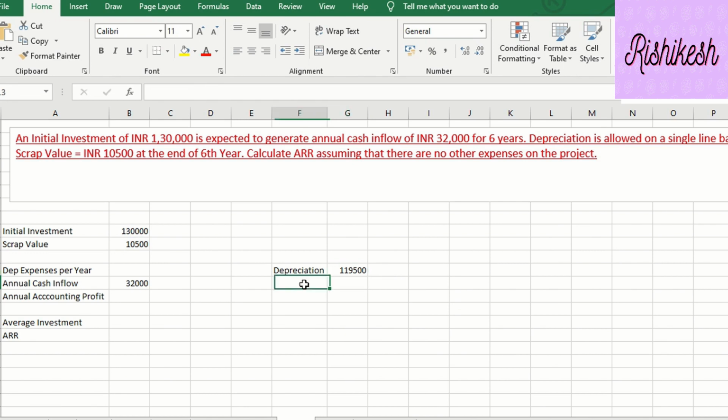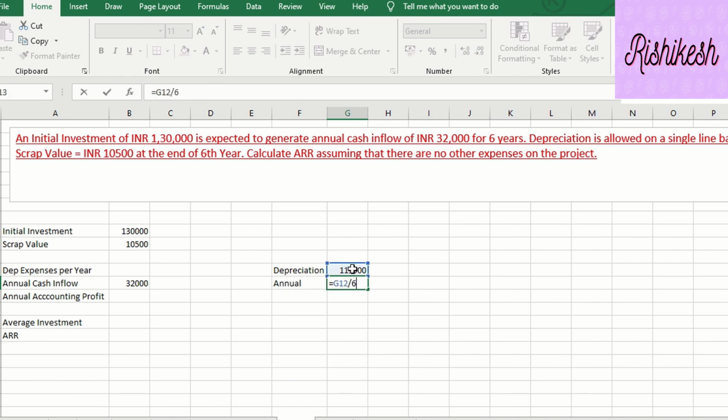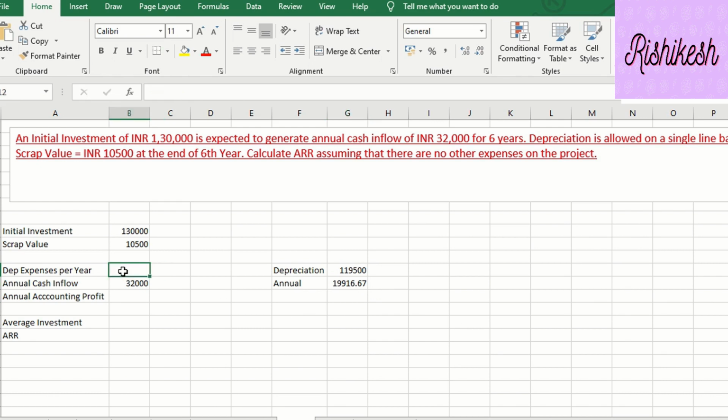So can I say that if I have to find out an annual value, this will be nothing but this total depreciation divided by 6. So for me, the annual depreciation will be 19,916 rupees 67 paisa. So this is what I will write over here, that the depreciation per year is this. I will link it to this cell. Right? So this is depreciation expense per year.